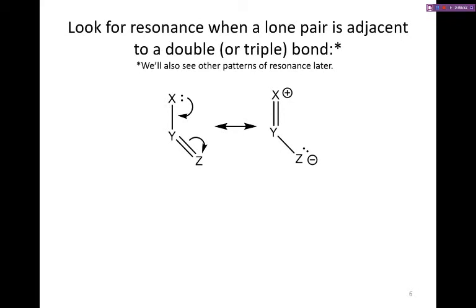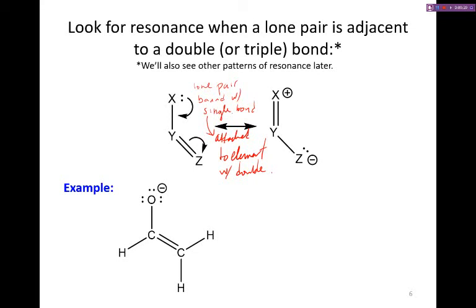Okay, so what you have is a lone pair on an element bound with a single bond, and it's attached to an element with a double bond. And in practice, this might look like the following.